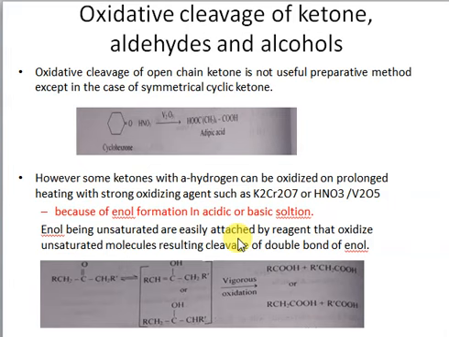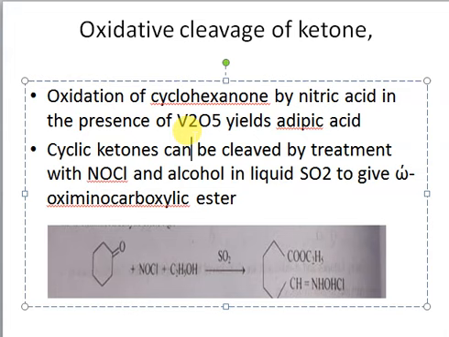But we have to use vigorous conditions, strong harsh conditions, and in that case we will get the carboxylic acids, we will not get any ketone here. So we can use vanadium pentoxide in presence of nitric acid, and we will get adipic acid. Also, instead of vanadium pentoxide with nitric acid, we can use sodium oxychloride as well.